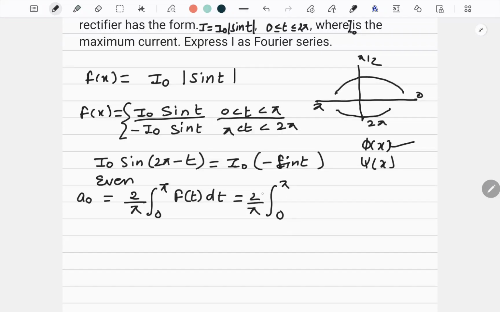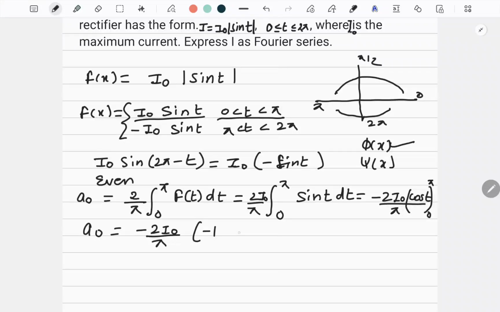Now 0 to pi, what is the value of the function? I0 sin t. So I0 I will write here, sin t dt. What is the integration of sin t? Minus cos t. So minus 2 I0 cos t upon pi, and you have to put the limit 0 to pi. So a0 is equal to minus 2I0 upon pi. What is cos of pi? Cos of pi is minus 1. Minus, what is cos of 0? Cos of 0 is 1. So minus 2. So it becomes 4I0 by pi. So this is the value of a0.